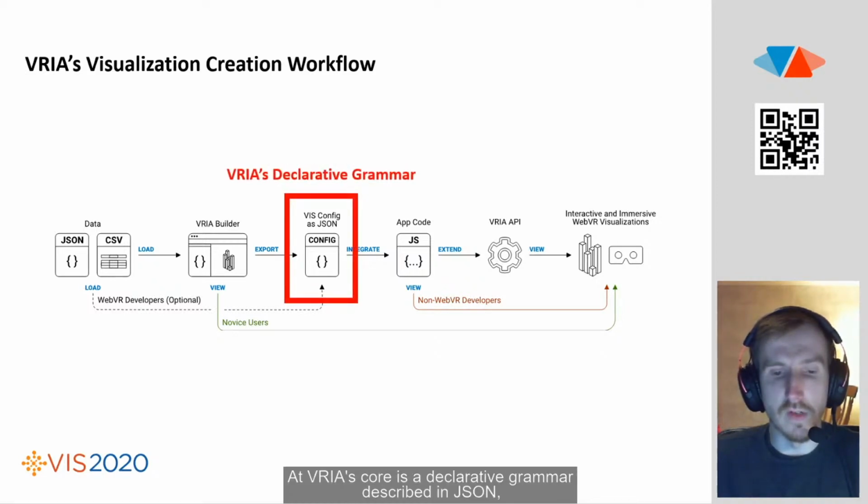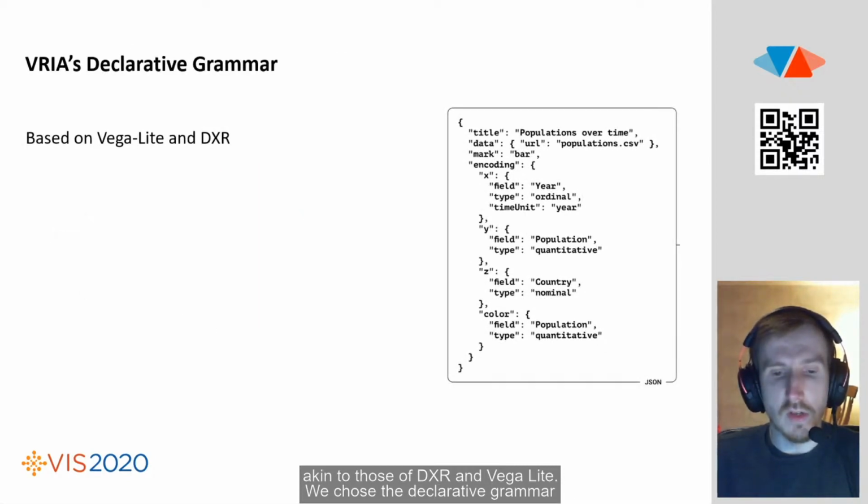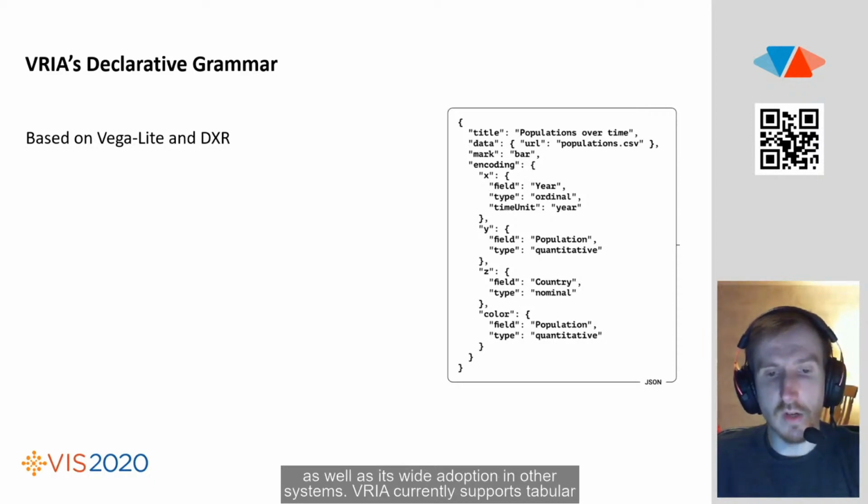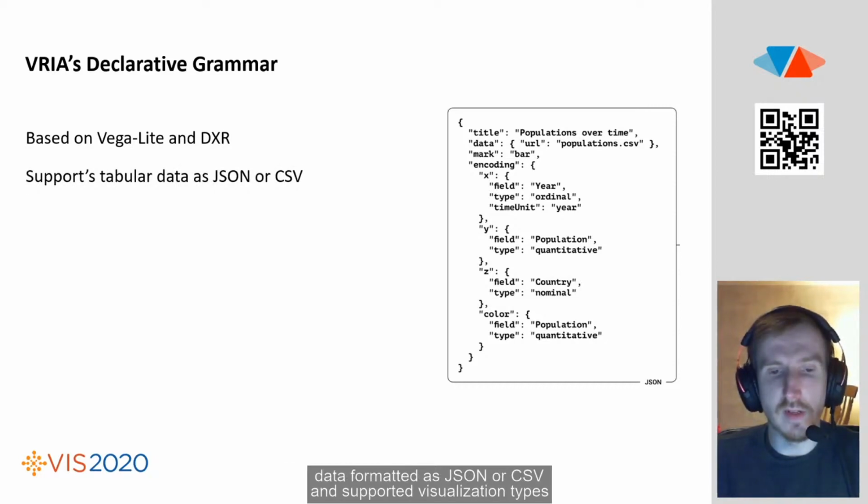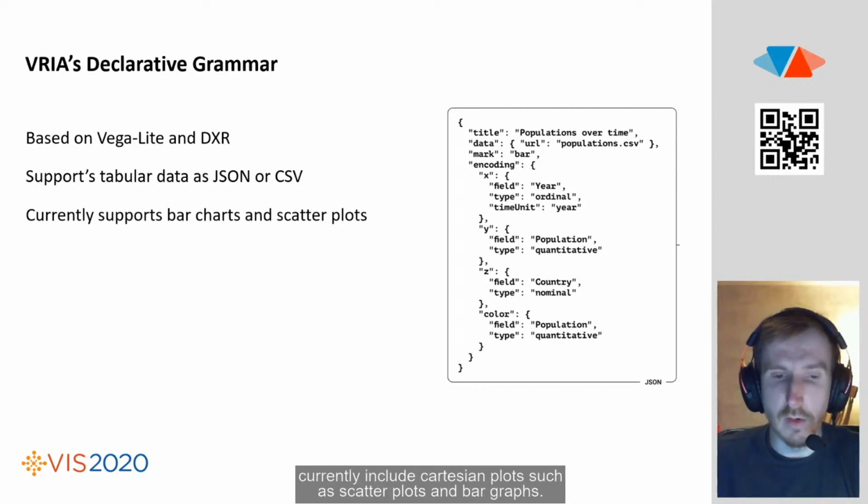At Vria's core is a declarative grammar described in JSON, akin to those of DXR and Vega-Lite. We chose the declarative grammar approach due to its conciseness and expressiveness, as well as its wide adoption in other systems. Vria currently supports tabular data formatted as JSON or CSV, and supported visualization types currently include Cartesian plots such as scatter plots and bar graphs.